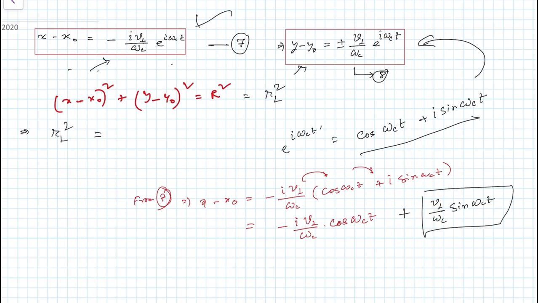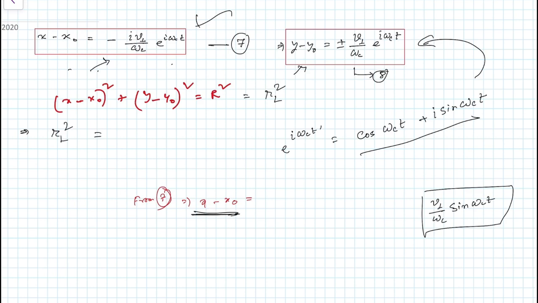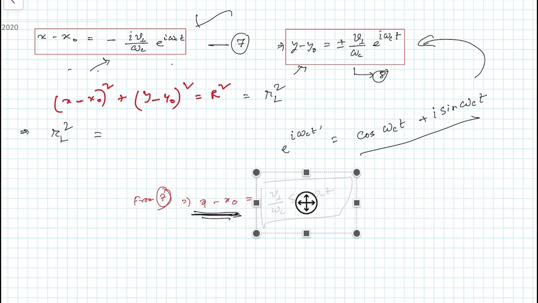So from 7 we have got the real part of x minus x naught. Here we have to take the real part only, because the left hand side is real, there is no imaginary part, so we have to take the real part only. This is what we have got from 7, x minus x naught.